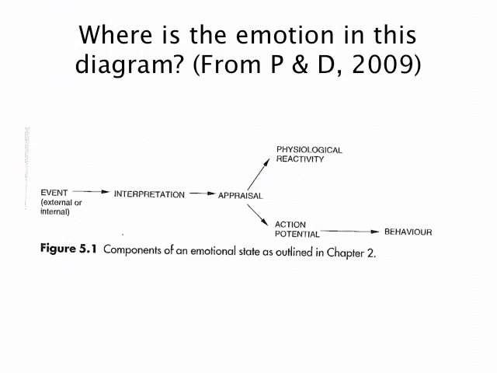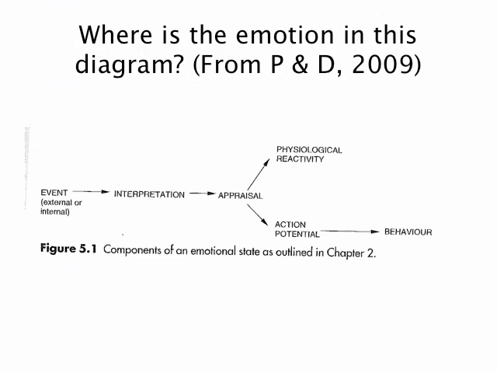But have a look at this, because these are the components of an emotional state, summarized in chapter 5, originally presented in chapter 2. So where is the emotion in this? If you had to draw a circle around the emotion, where would you draw the circle?